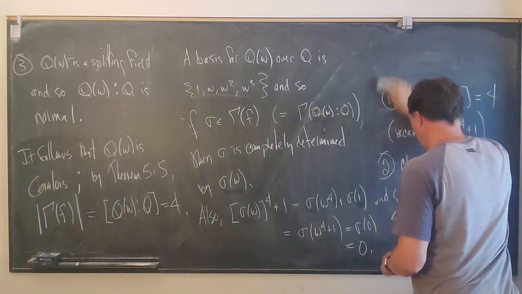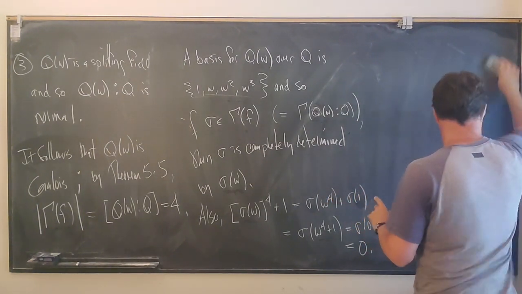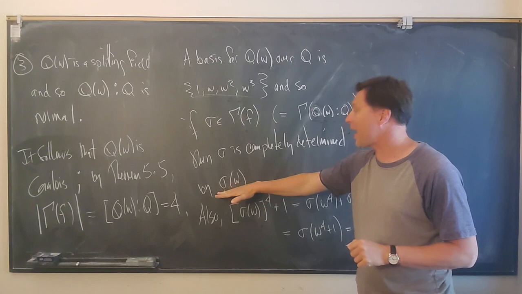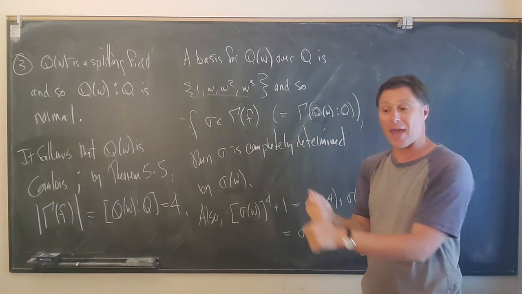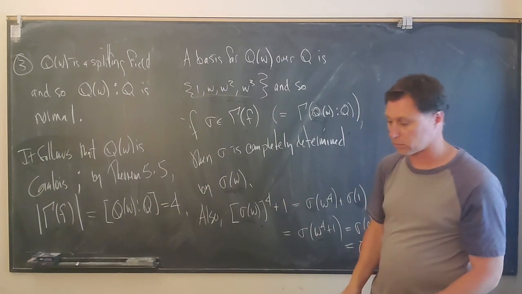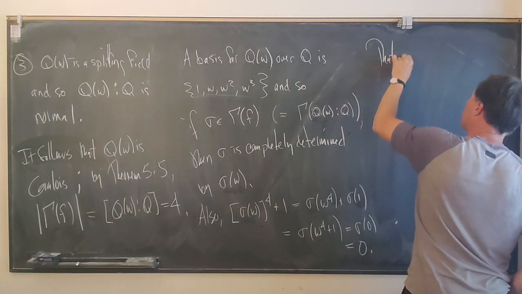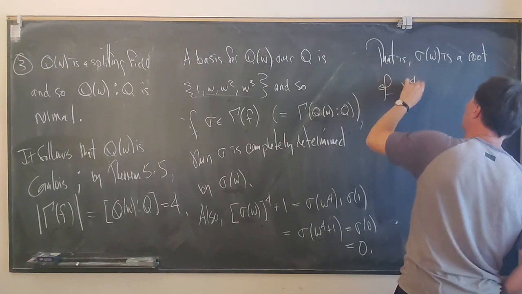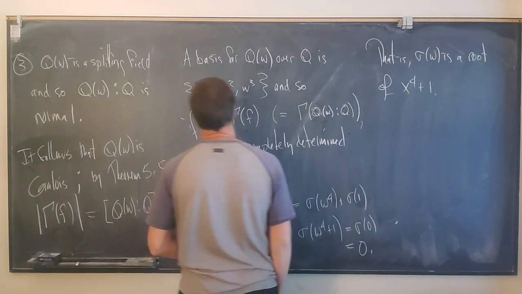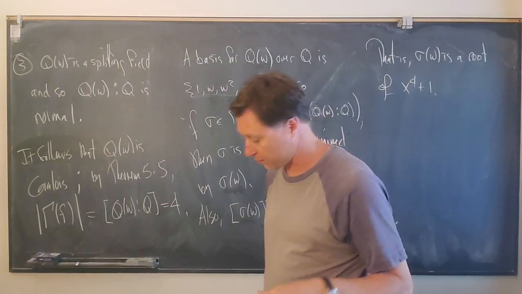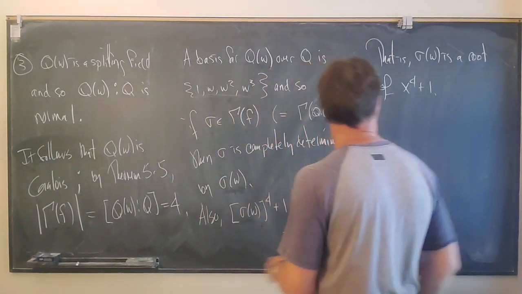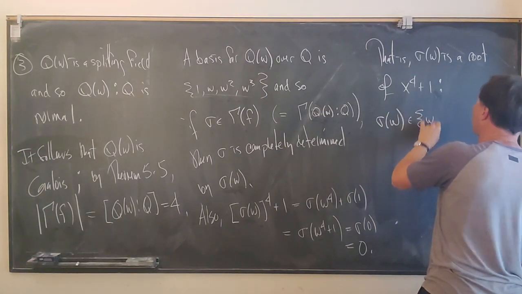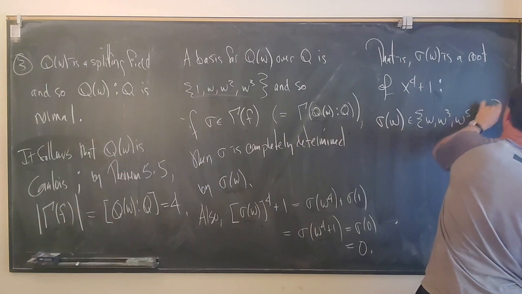So what does that tell us? It tells us that sigma of omega is a root of the polynomial x to the fourth plus 1. In other words, omega is a root of the polynomial, and sigma takes a root to a root. So roots go to roots, and we know exactly who the roots are. Remember, those are the odd powers of omega: omega, omega cubed, omega to the fifth, and omega to the seventh. So our options for sigma of omega are very limited. It's got to be omega, omega cubed, omega to the fifth, or omega to the seventh.